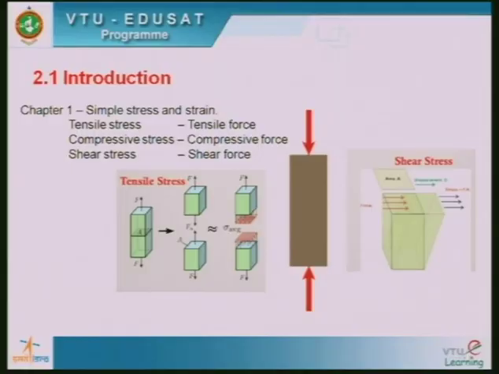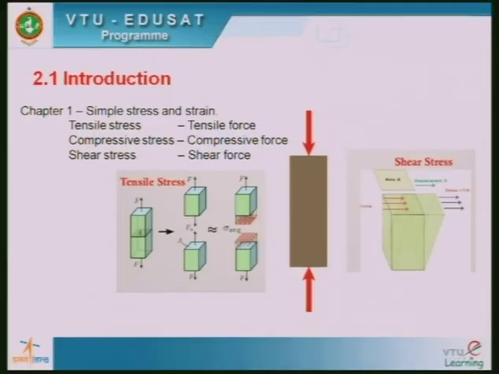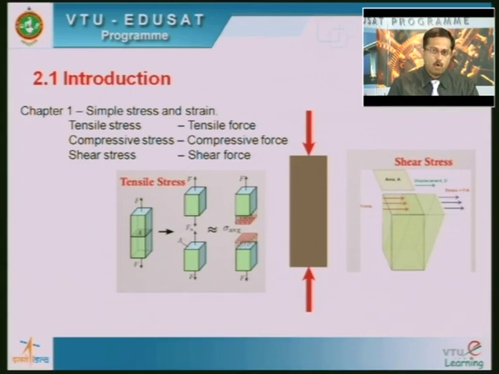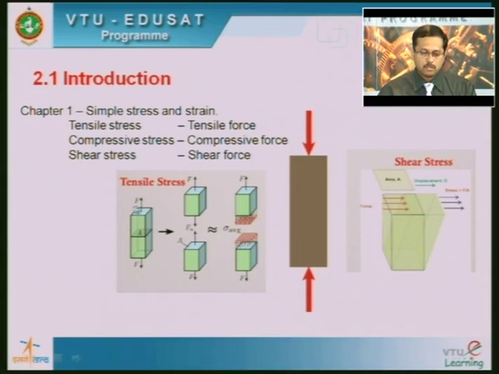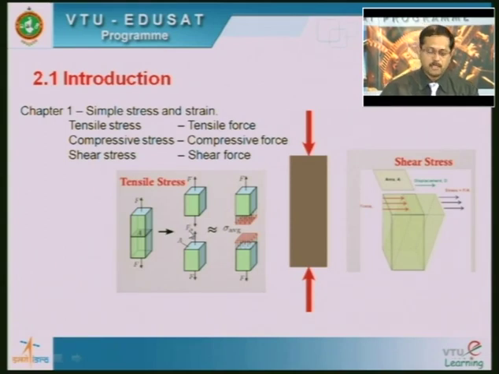Earlier, in chapter 1, on simple stress and strain, you studied about tensile stress, which is because of the tensile force as indicated in the diagram here. The force is indicated as F, and there is a force at the bottom also, which is a tensile force, and the stress developed in this is the normal stress, that is a tensile stress, which is given by the force divided by the cross-sectional area.